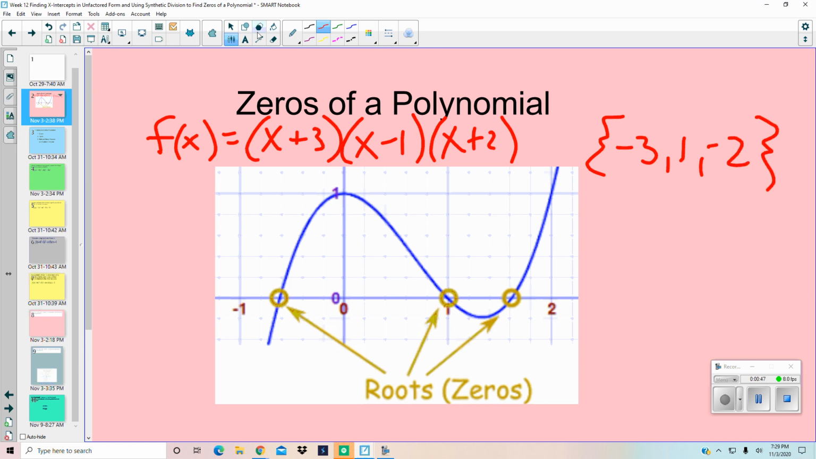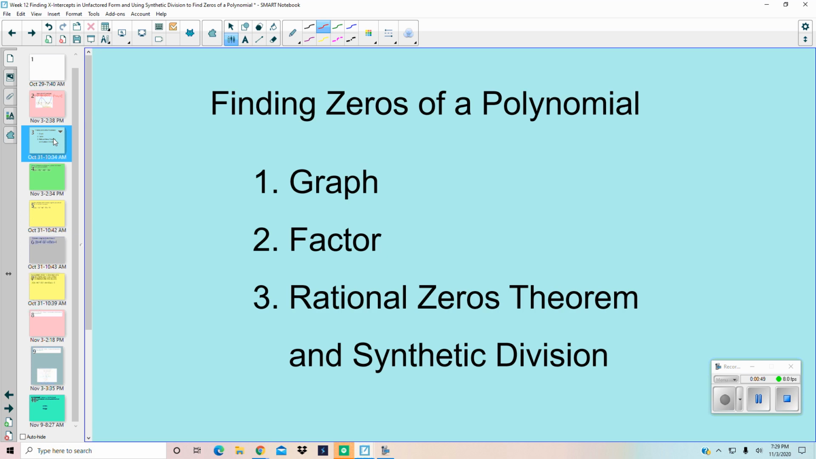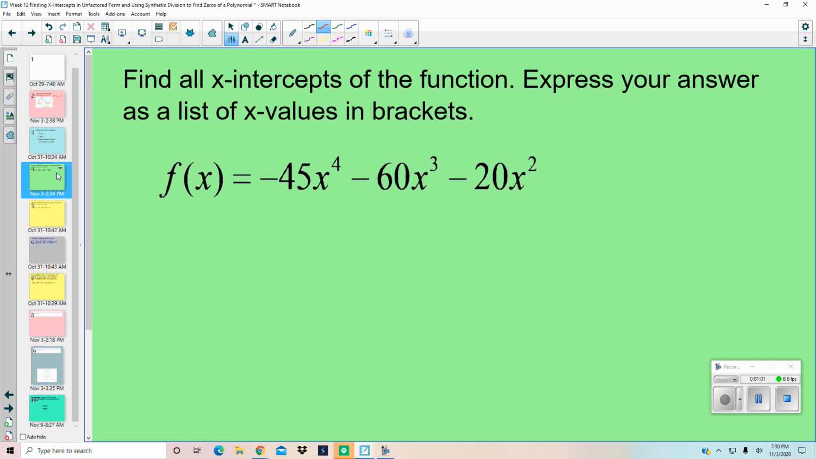Okay, so we are going to find zeros by looking at a graph, by factoring, and then also using the rational zeros theorem, which is, we're going to use synthetic division. So I'll remind you how to do that. So if you're asked to find all the x-intercepts of the function and express your answer as a list of x values, sometimes just factoring is all you have to do.